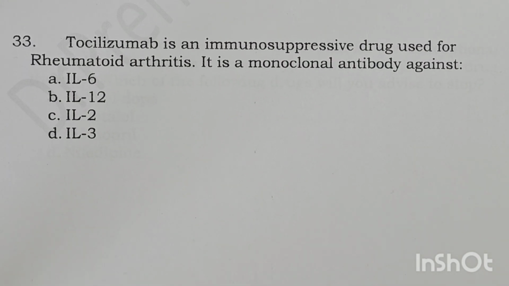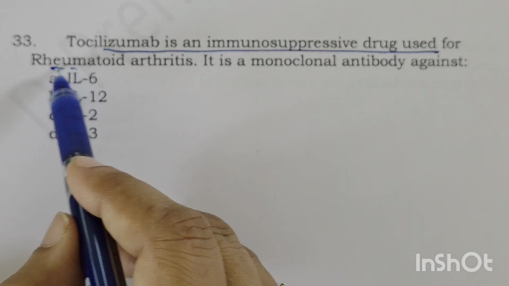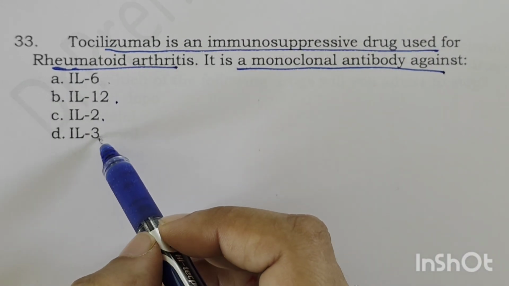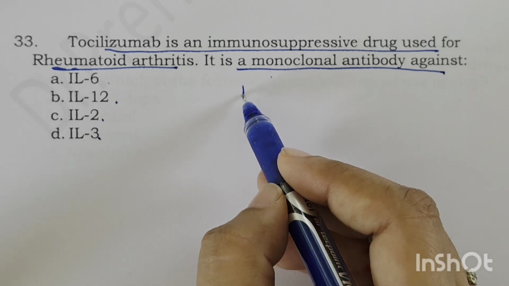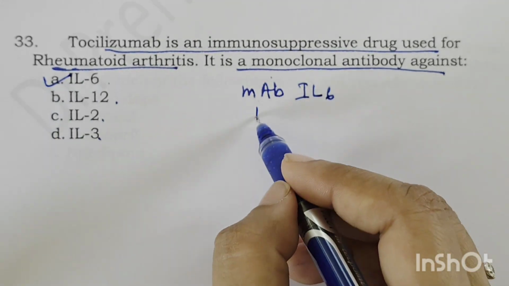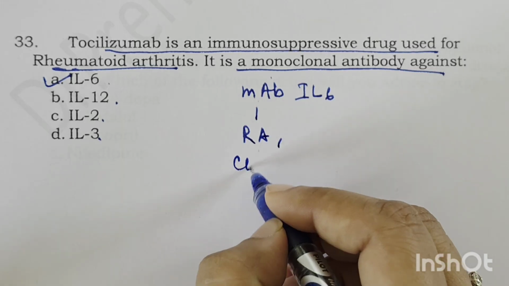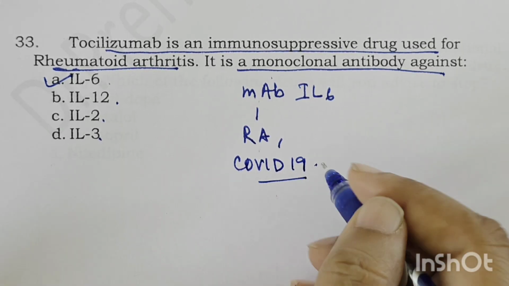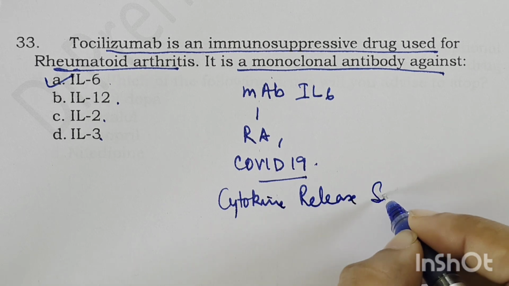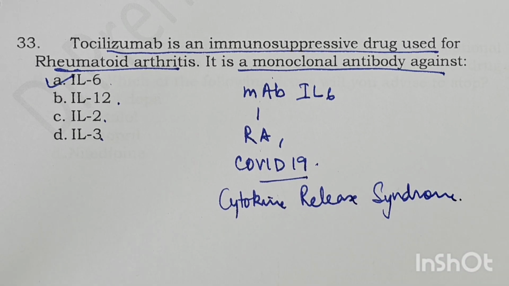Next question. Tocilizumab is an immunosuppressive drug which is used for rheumatoid arthritis. It is a monoclonal antibody against interleukin 6. So the right answer is this, and it is used in rheumatoid arthritis. It was used in COVID-19 also. Cytokine release syndrome, this drug is used there also.